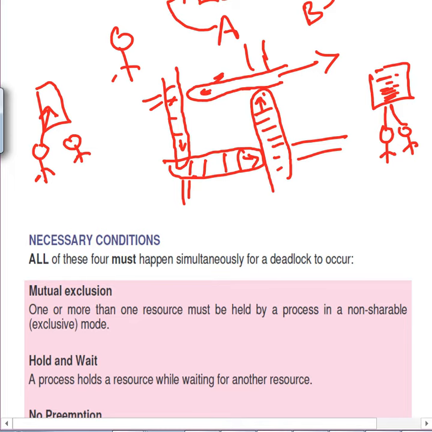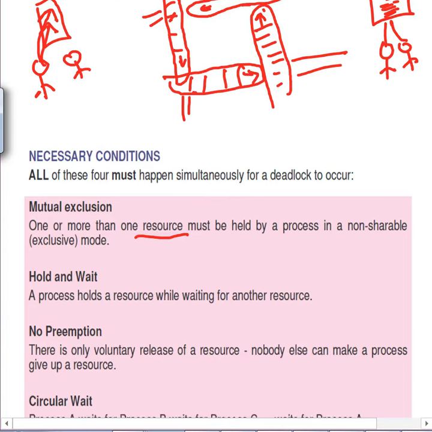So you are holding this washroom. This is what we say: one resource must be held by a process in a non-shareable manner. This is what is done by this train. This train has held the track, and now that track cannot be simultaneously occupied by another train. So that is why we need mutual exclusion on that.